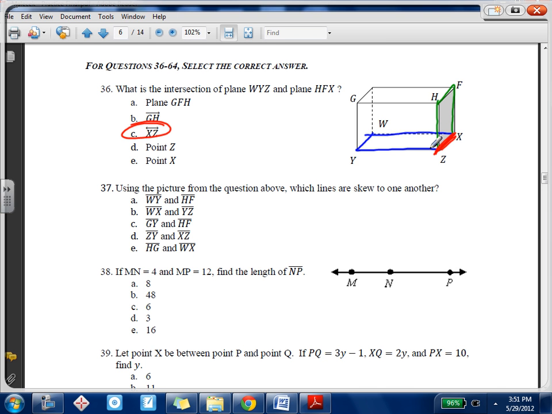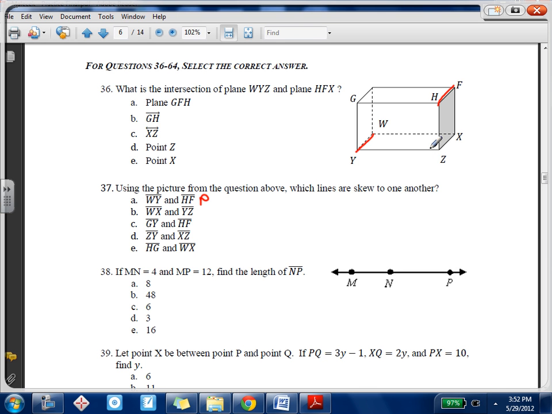Number 37, using the picture from the question above, which lines are skew? Remember that skew means that they don't intersect, but they also cannot be in the same plane. So let's just go down the list and see which ones we can eliminate. Let me clear this up. WY and HF. Here's WY, HF. Notice that they're going in the same direction, so therefore those are not skew, those are actually parallel. So we'll put P for parallel.